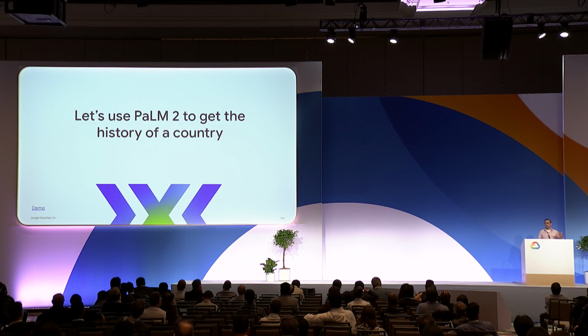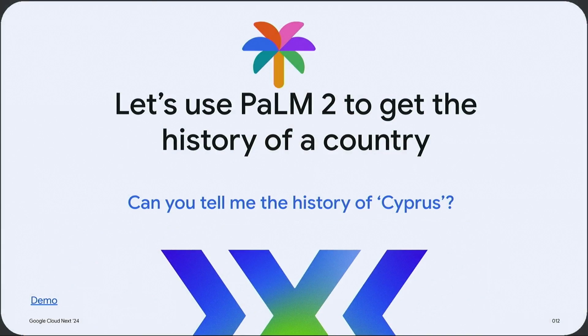Let's start with Palm again. Let's use Palm to get the history of a country, OK? So let's say we want to ask Palm, can you tell me the history of Cyprus? How can we do that? I showed you the curl command, so what we need to do is take the curl command and convert it into orchestration. Let me show you an example of this.